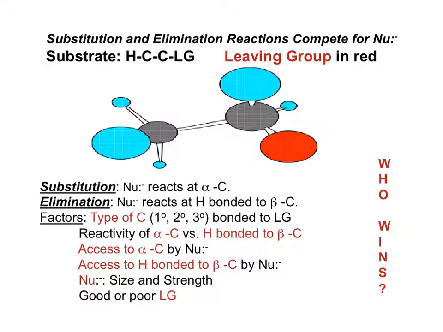Remember, in a substitution reaction, a nucleophile reacts at the alpha carbon, but in an elimination reaction, the nucleophile reacts at the H bonded to the beta carbon. You can think of this as the alpha carbon and the H bonded to the beta carbon competing for the nucleophile. To help us determine who wins that competition for the nucleophile, stop the video and read these factors.